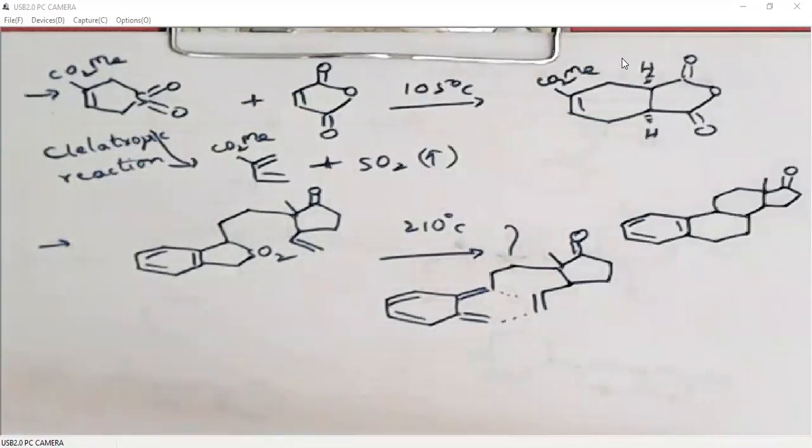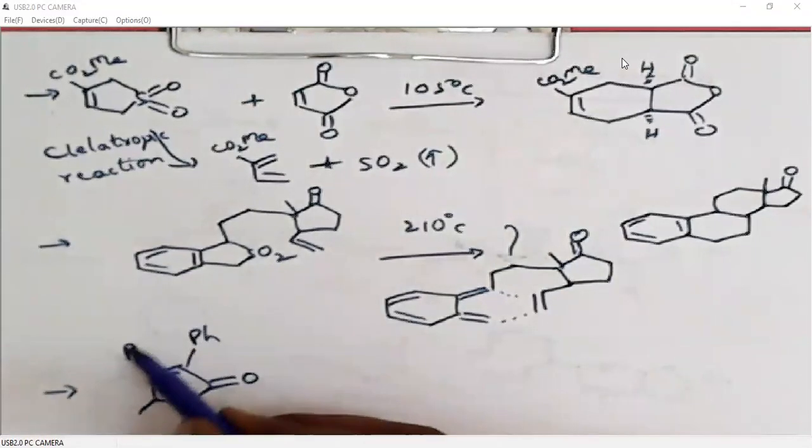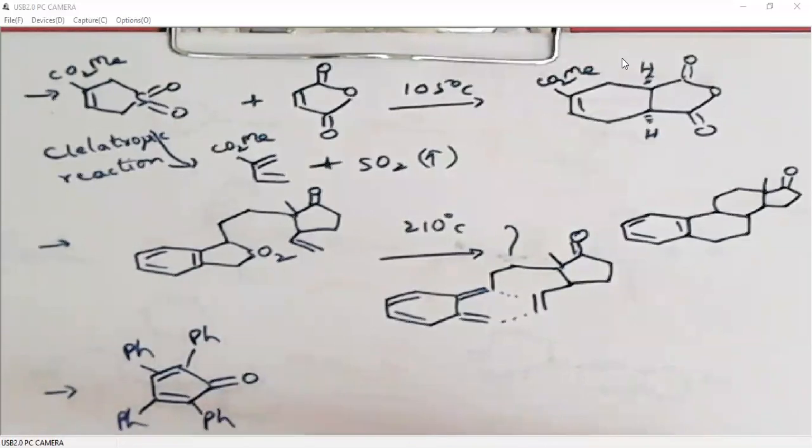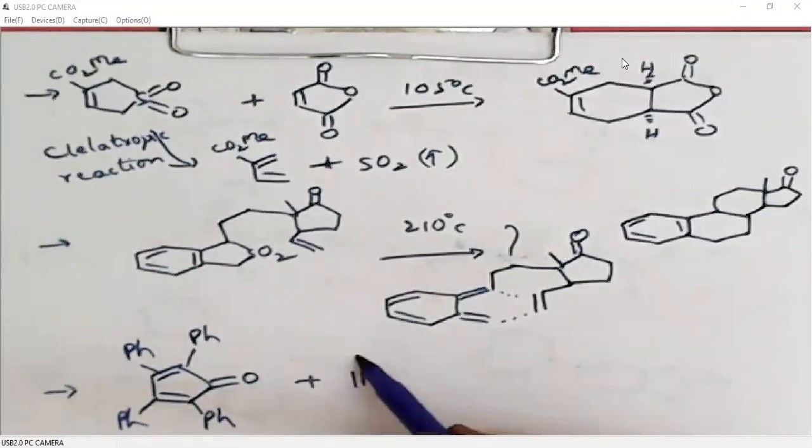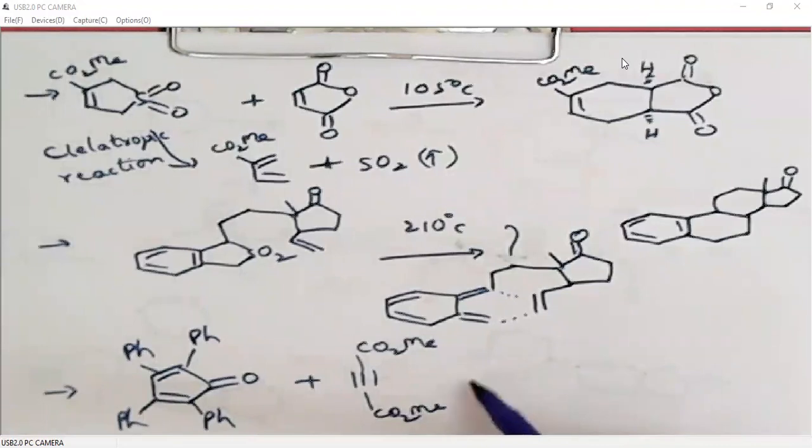Now I'll give you other examples where a carbon monoxide molecule is involved in cheletropic reactions. This tetra-substituted 5-membered carbonyl, when it is treated with a dienophile, here first it will undergo a Diels-Alder reaction. A Diels-Alder reaction takes place between this diene and dienophile.